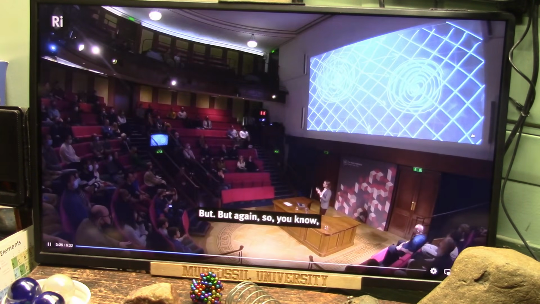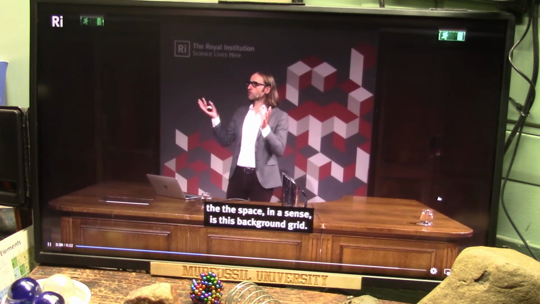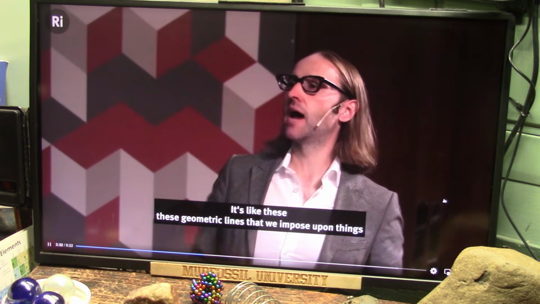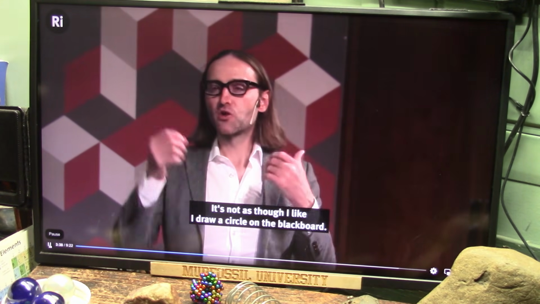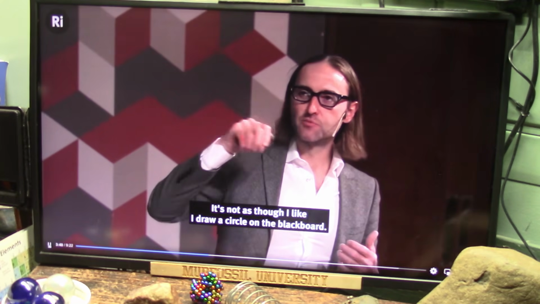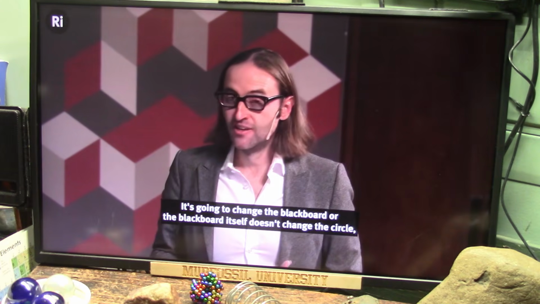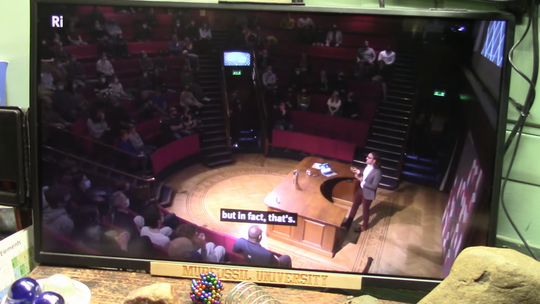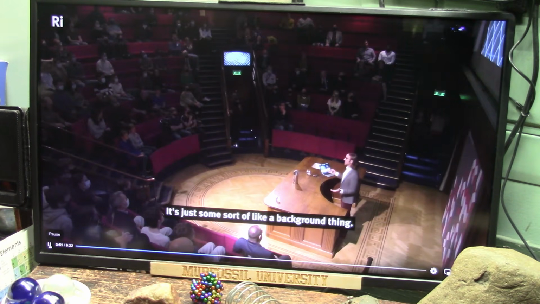But again, space in a sense is this background grid. It's like these metric lines that we impose upon things so that we can describe physical phenomena that are going on inside. But it's not real. It's not as though if I draw a circle on the blackboard, it's going to change the blackboard, or the blackboard itself changes the circle. But you might think that space is like that. Space is nothing. It's just some sort of background thing.